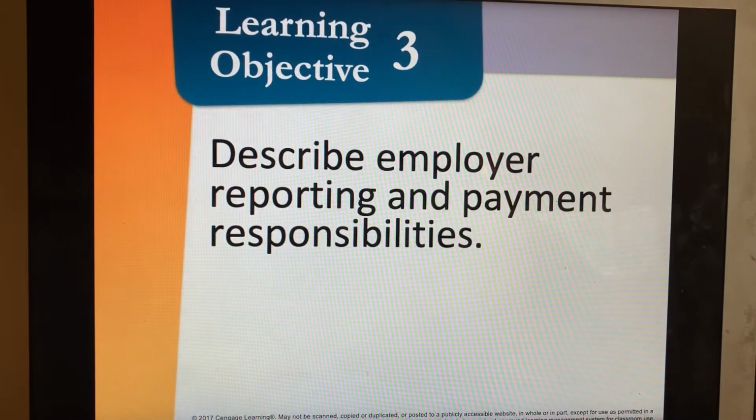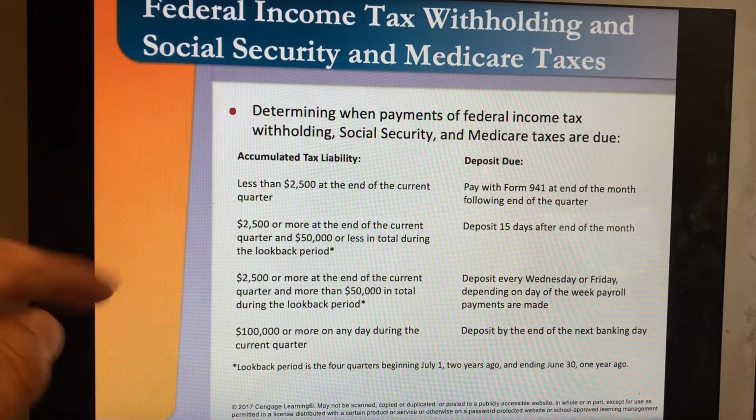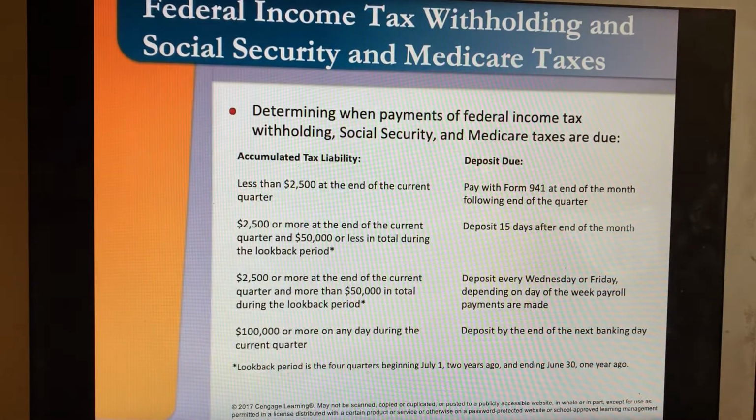Describe employer reporting and payment responsibilities. Determine when payments of federal income tax withholding, Social Security, and Medicare taxes are due. Accumulated tax liability. So here are some examples right here. Deposits due, pay Form 941 at the end of the month. So go ahead and go through these and study that little graphic right there. It's also in the textbook.